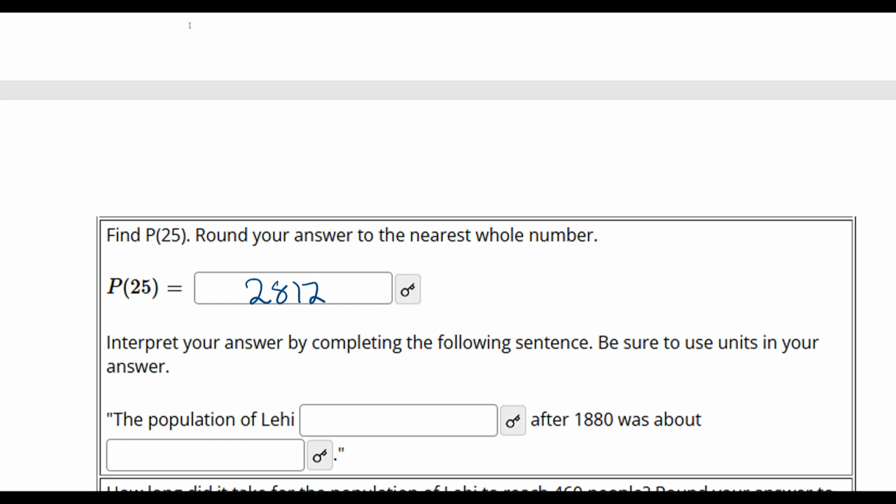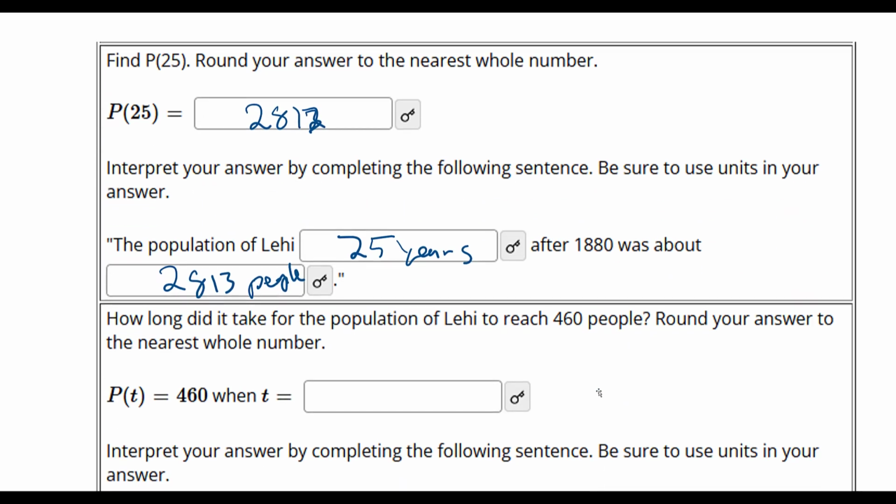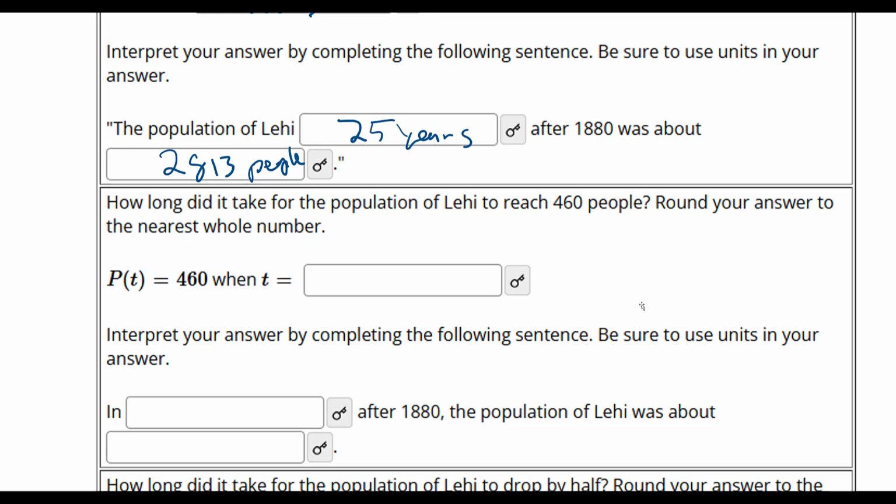So interpret your answer by completing the following sentence. Be sure to use units in your answer. The population of Lehigh, 25 years after 1880 was about 28, I should say 13. Let's call it 13, we round up people. How long did it take for the population to reach 460 people?